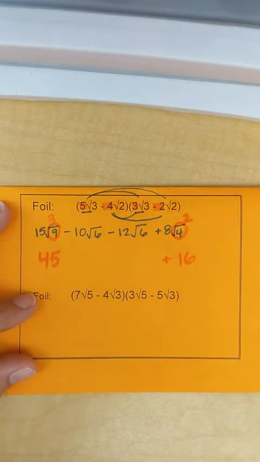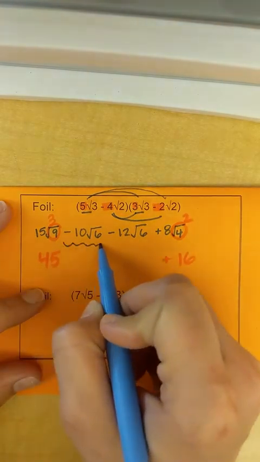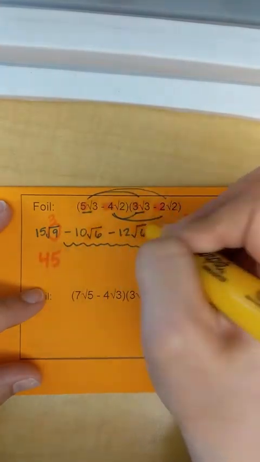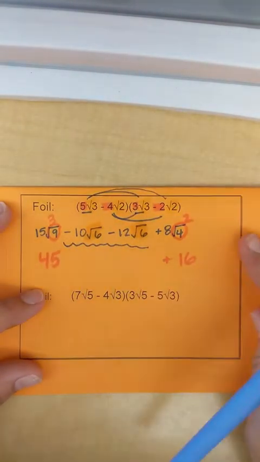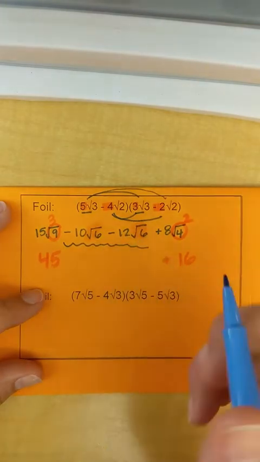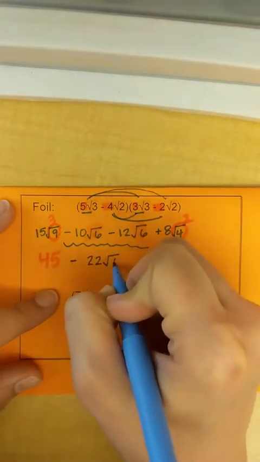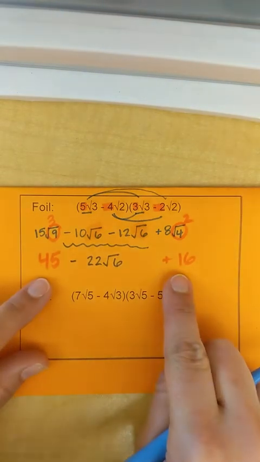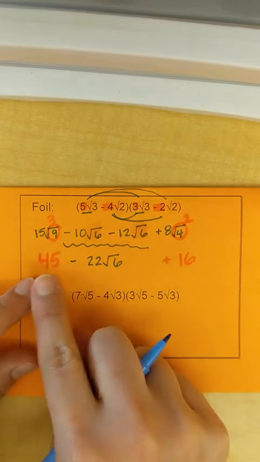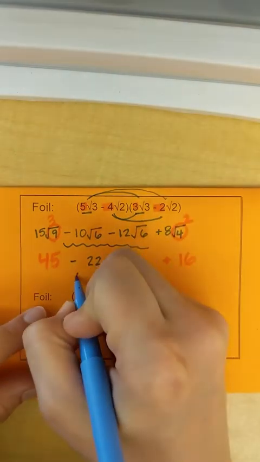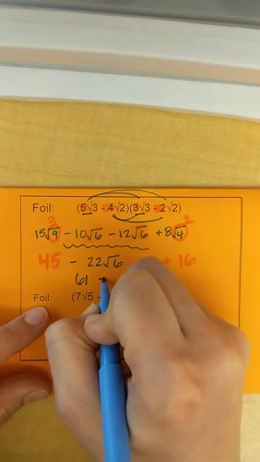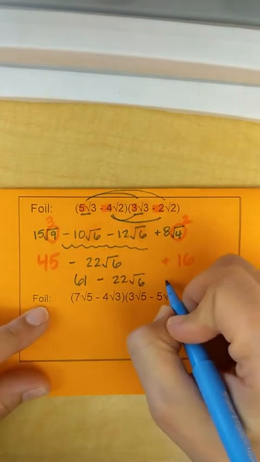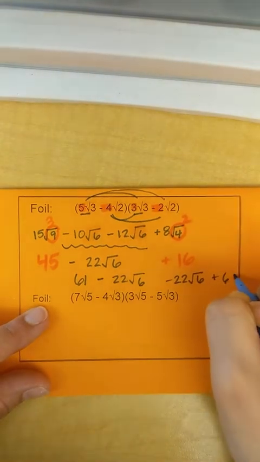The only other thing we have to recognize is I have like terms right here. Remember, with adding and subtracting, if the radicals match, that means they can be combined. So if I have negative 10 root 6 minus 12 root 6, that's negative 22 root 6. Lastly, I have these whole numbers I just got. Those can be combined together. So 45 plus 16 is 61. And then I'm just going to put minus 22 root 6 that way. If you had negative 22 root 6 plus 61, that's great too.